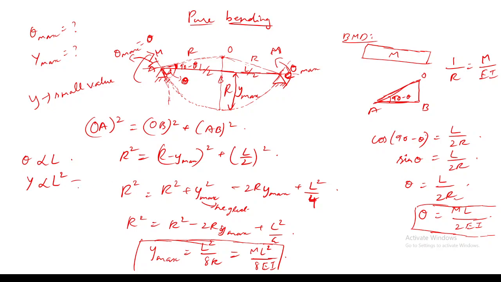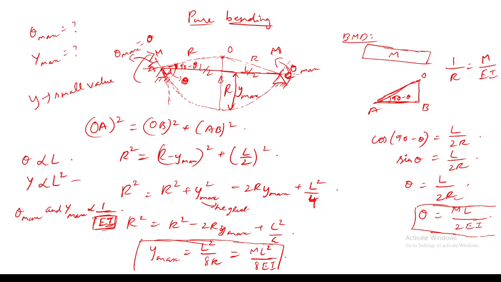The other inference you can get is that theta max as well as y max is inversely proportional to EI, which is the flexural rigidity of the beam. So if EI is greater, then y max or theta max will be a very small value. So for designing of beams, when the value of EI is very high, you can actually reduce the deflection and slope. Up to this it is clear, right?